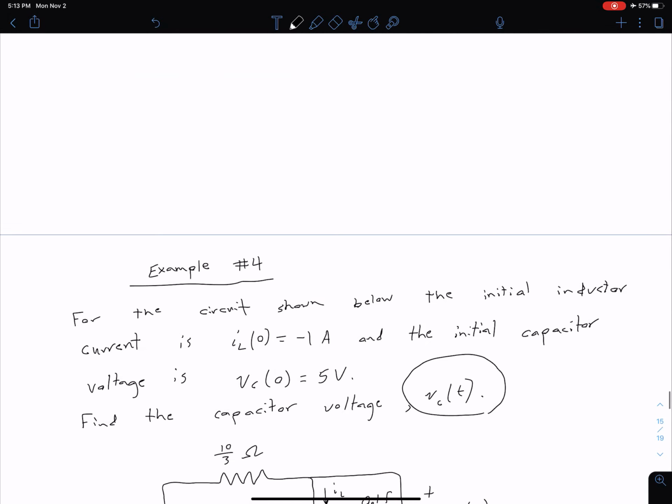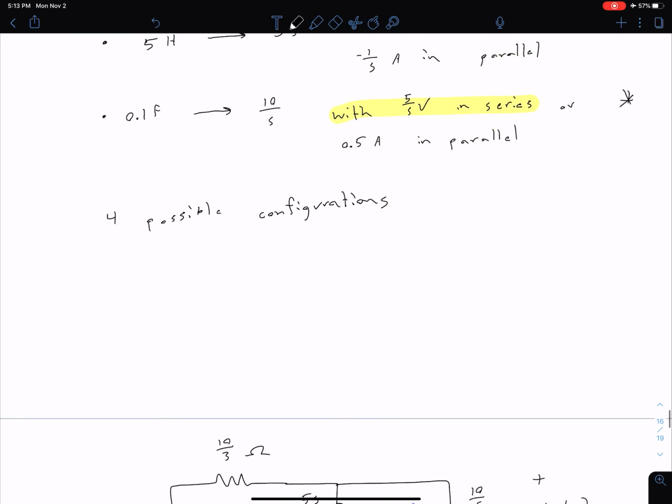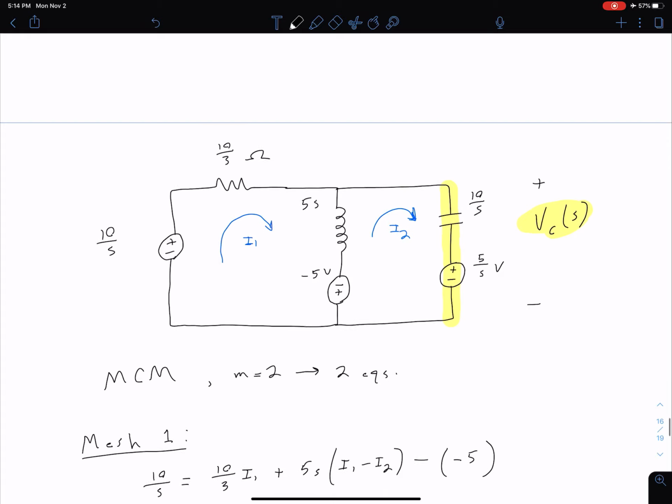But let's go back to our problem statement. So we're looking for VC of t. So what that means is we're going to find this VC of s, and then we're going to inverse Laplace transform that. So from this circuit here, we can see that this VC of s, let's just call it V sub c for now, is equal to this current I2 times this 10 over s plus this 5 over s. So we also have to include that voltage source, which again is accounting for our initial conditions.